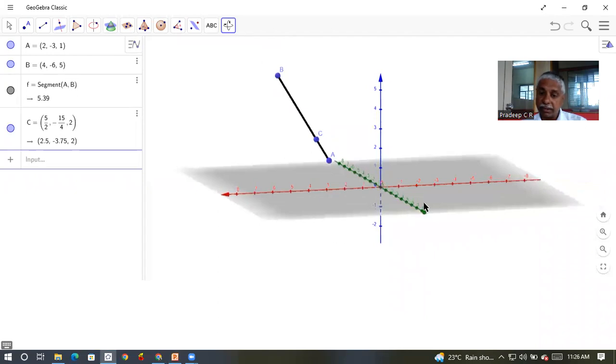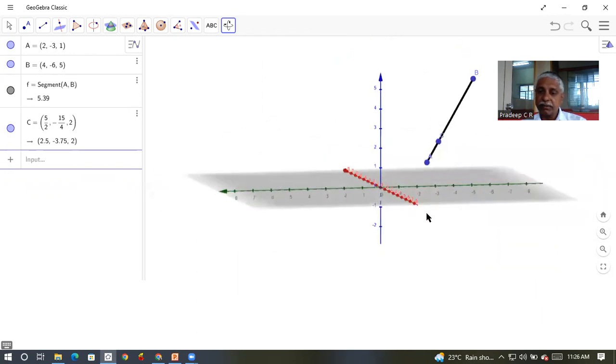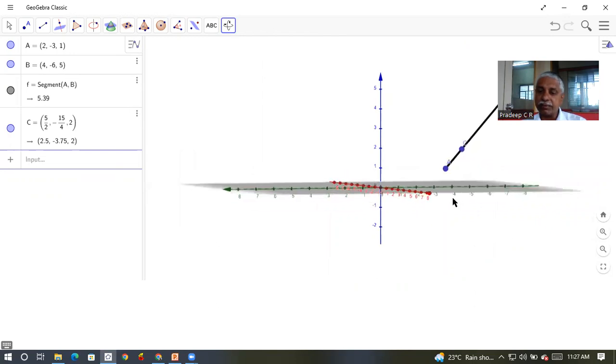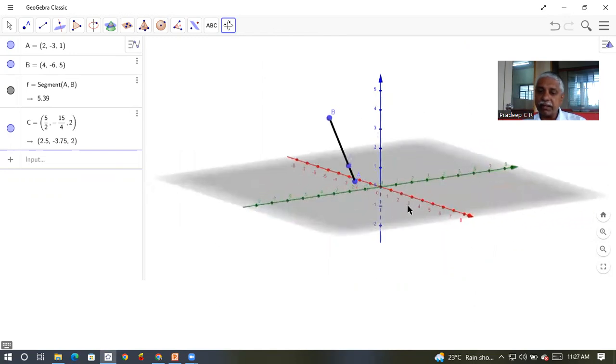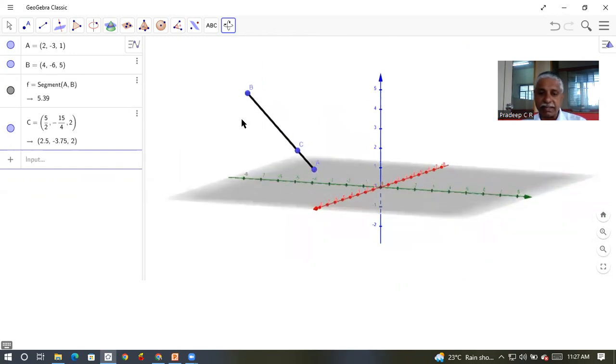How do I know that? I don't know that from the picture, but you can see more or less. If length of AC is 1, length of BC is 3 times the length of AC. That is what we are trying to see here. If you want it precisely, you will have to find the distance between A and C and then B and C and figure out that the length of BC is 3 times the length of AC. You don't need to do all this for the exam.